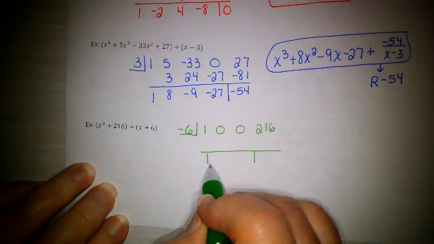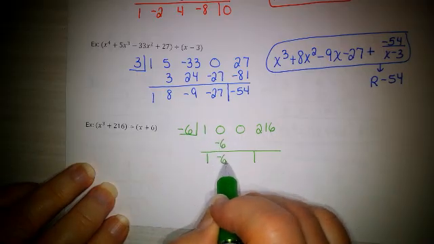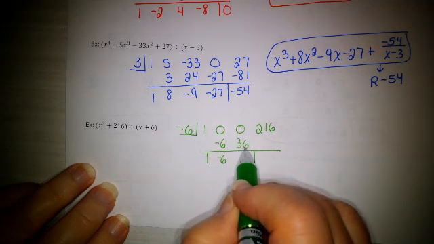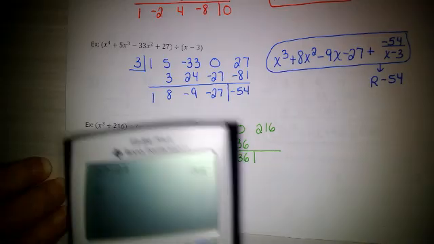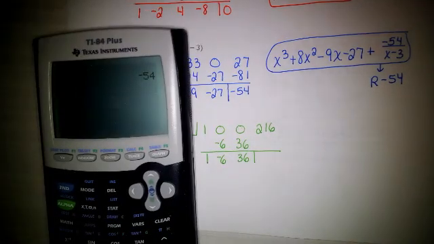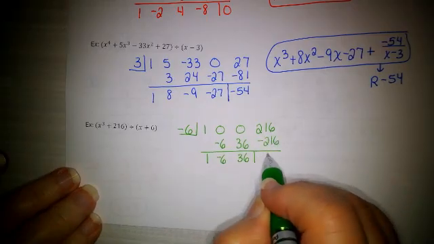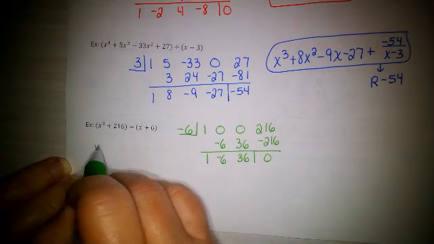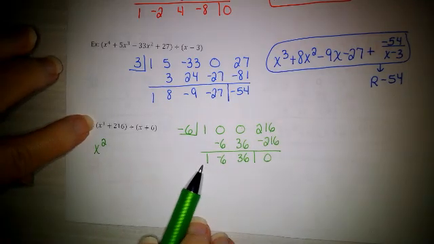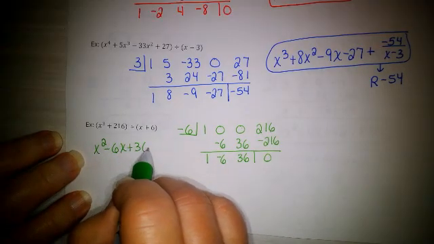Bring down the 1, multiply, add those together, multiply, add those together, multiply. You might not know what negative 6 times 36 is off the top of your head. Well, look, it's negative 216. Add those together, and you get 0. So my answer to this one is x squared, remember we started 1 power lower, minus 6x plus 36.